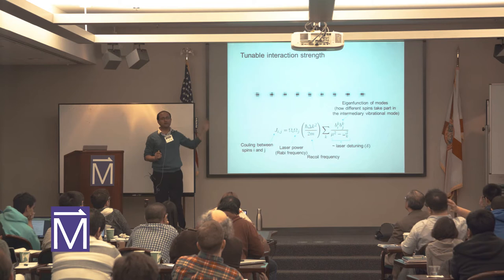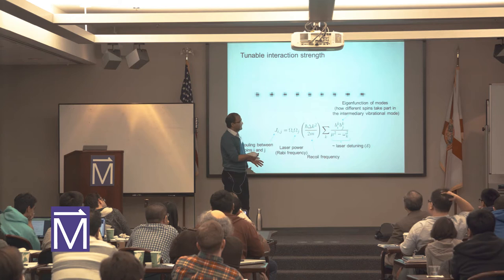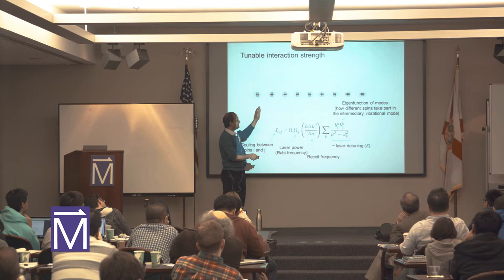And similarly, that last part is essentially the K denotes the mode, B_iK denotes the eigenvector of that mode, the contribution of that eigenvector from all these different ions, and mu is the laser frequency, and omega_K are the mode frequencies. So essentially, those are the parameters that dictate what's the interaction between ions that I can control.